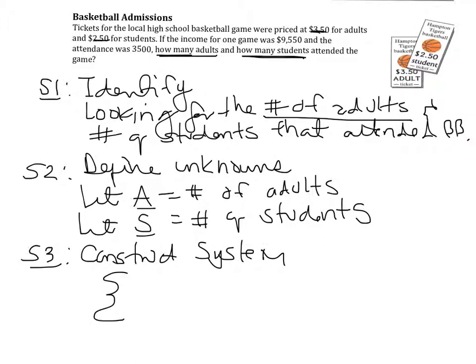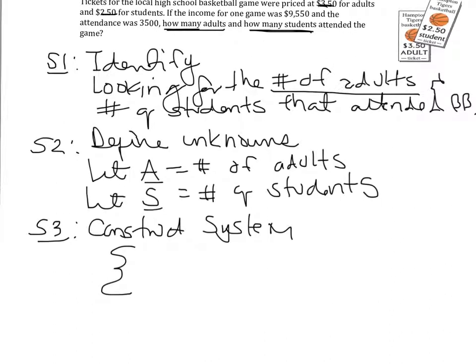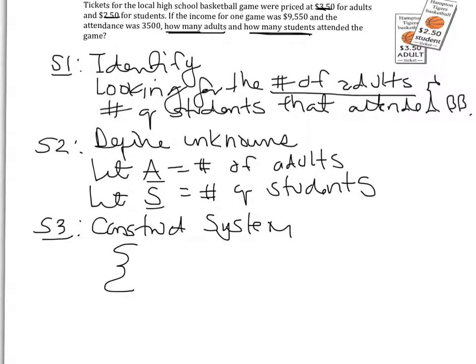So this is what we want. And let's see, what do they give us? Well, how many total people attended the game? That's definitely 3,500. It's not 9,550 because that's money. So the attendance was 3,500. But how do you make up that 3,500? Well, it's the number of adults plus the number of students. So the number of adults plus the number of students is 3,500. This equation represents attendance.